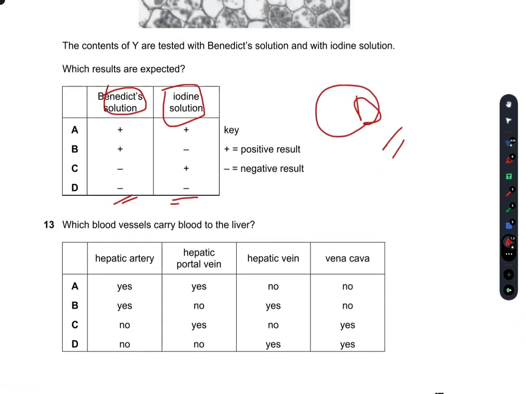Which blood vessels carry blood to the liver? Hepatic artery, yes. Hepatic portal vein, yes, it does carry. Hepatic vein, no. Hepatic vein carries blood to the heart. So yes, this is true. C and D are incorrect. B is incorrect. Vena cava, no. So A is the right answer.